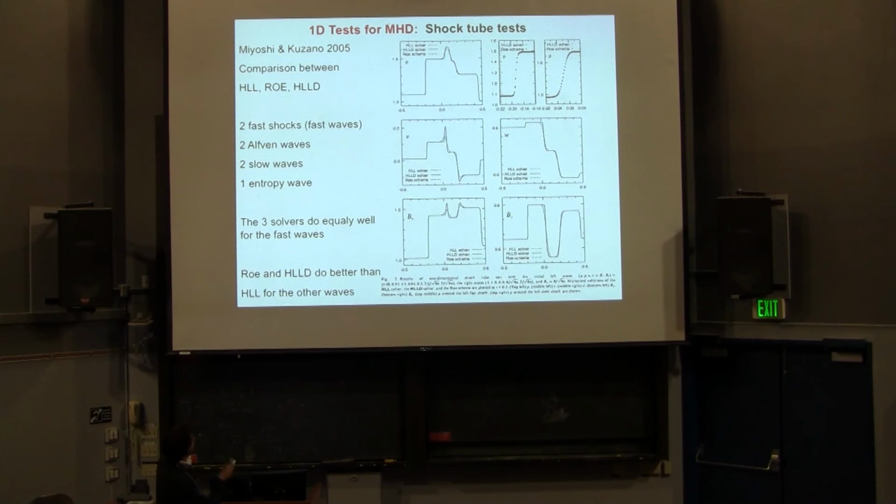And so that's the kind of figure you get. So you have essentially two fast MHD waves, two Alfvén waves, and a mixture of contact discontinuity and slow magnetosonic modes. And you see all solvers here, they do equally well for the fast magnetosonic modes, for reasons that we'll discuss tomorrow. But they don't do equally well for the Alfvén waves and the slow modes. Okay? So something that will be clear tomorrow.